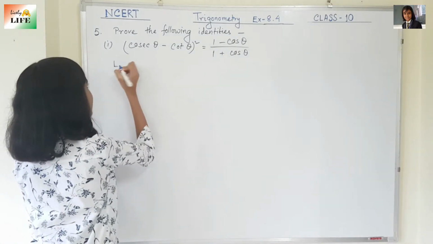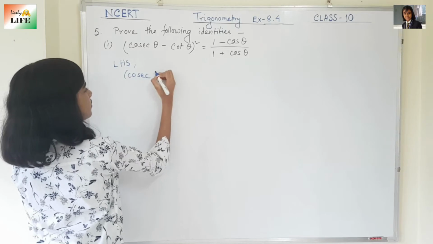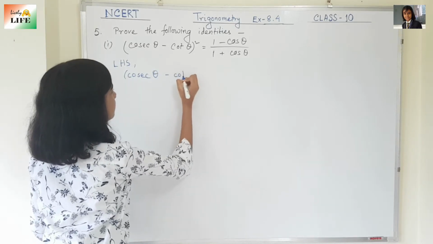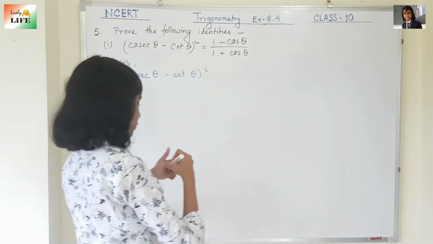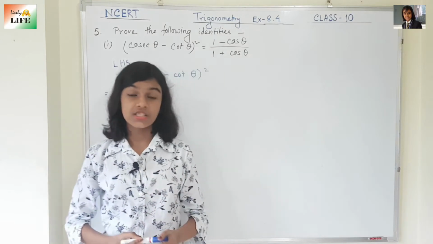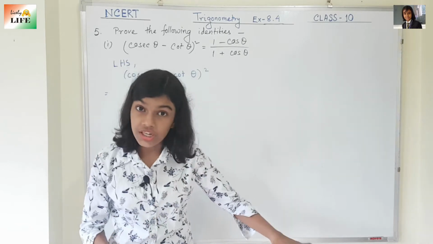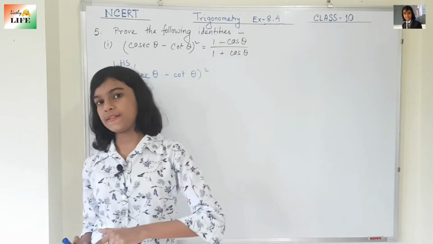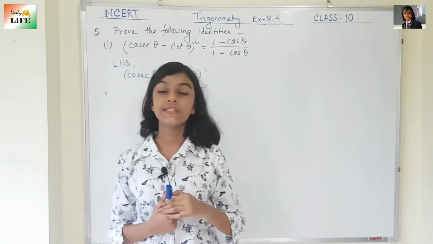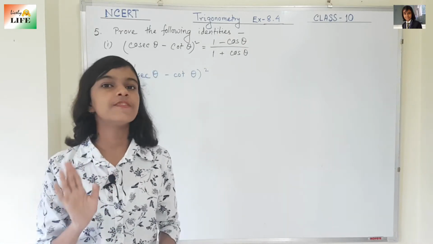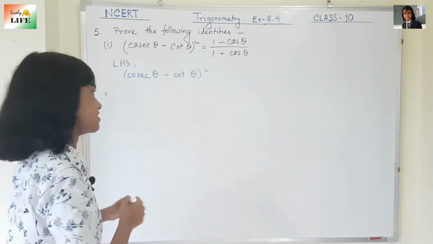So first, the left hand side: cosec theta minus cot theta whole square. In most of the cases, if there are any trigonometric ratios other than sin theta and cos theta, we are going to convert them into sin theta and cos theta. Over here also cosec theta and cot theta are there, so we are going to convert them into sin theta and cos theta.